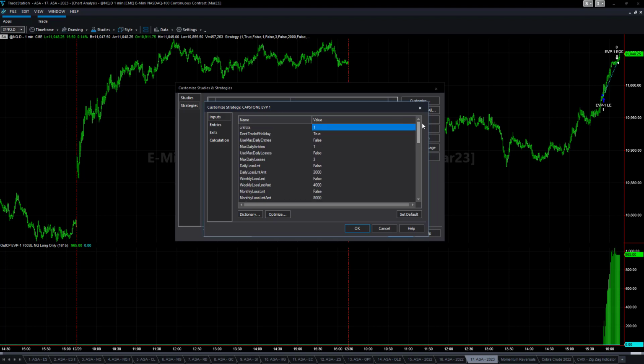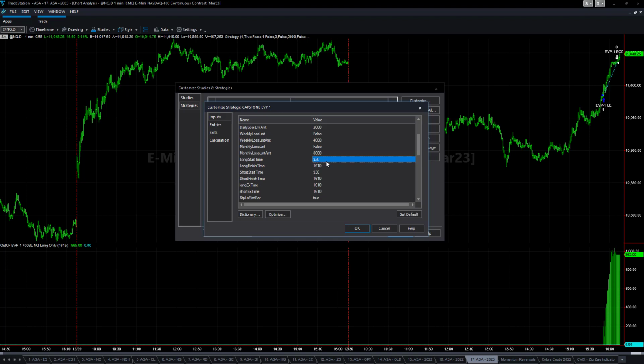And so here are the entry inputs. You can see there is no max daily entry limit. There is no max daily loss limit. No daily dollar loss limit. This is the max daily loss. Here is the number of losses. This is the dollar amount. This is the weekly loss limit, monthly loss limit. Those are all false. So lots of inputs, but a lot of those are false.